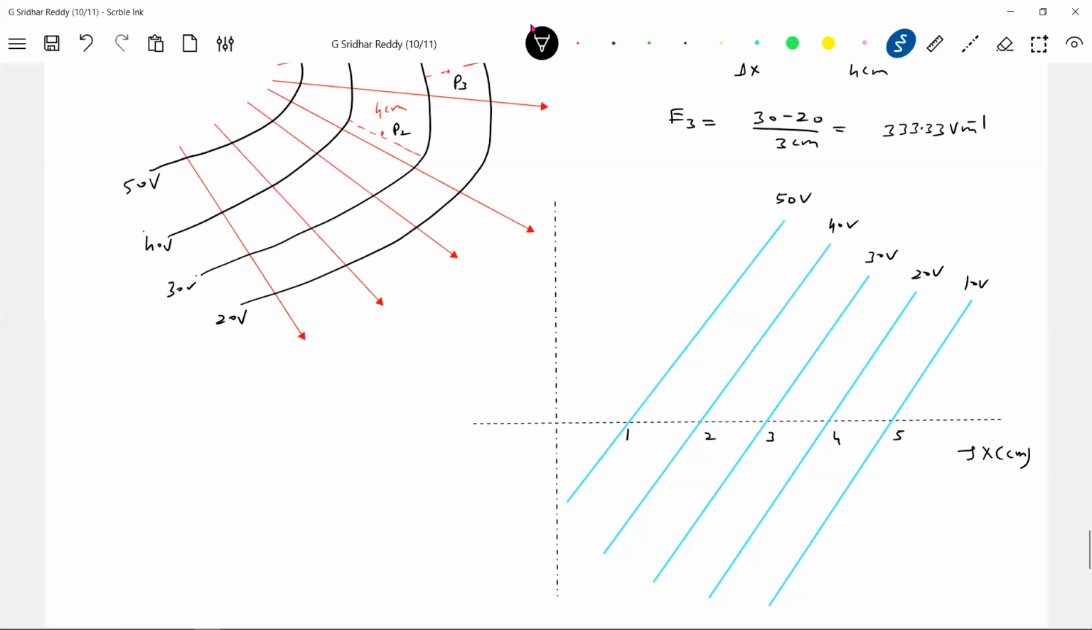What I want is the electric field strength vector. These are the equipotential planes. What is the basic idea? Like E equal to delta V by delta X. That's all, no? So what is the condition for delta X?